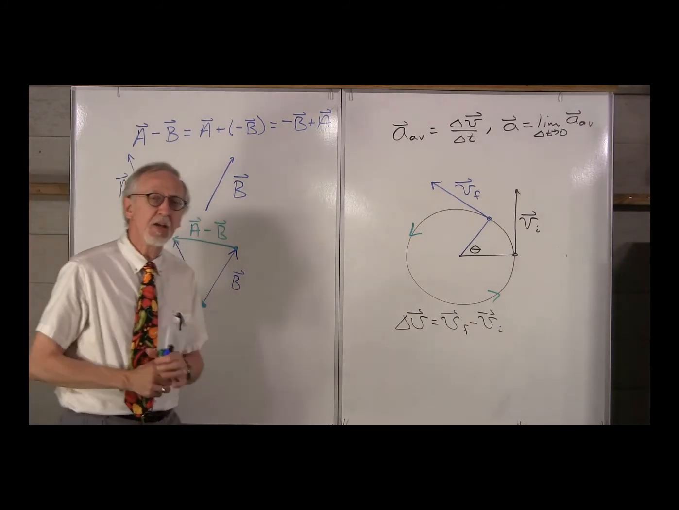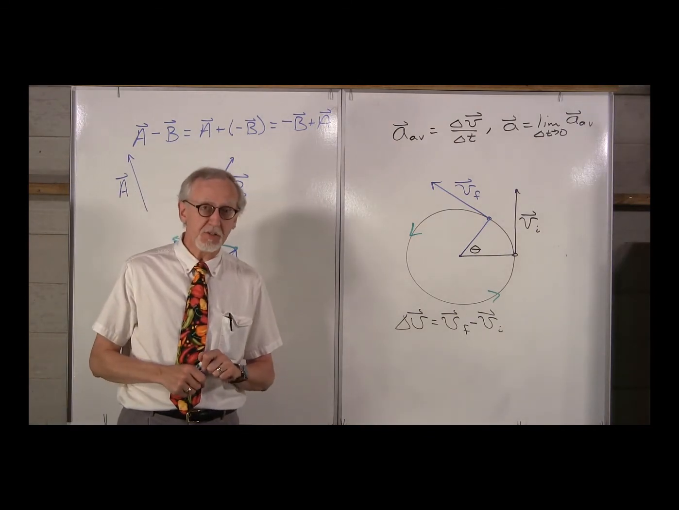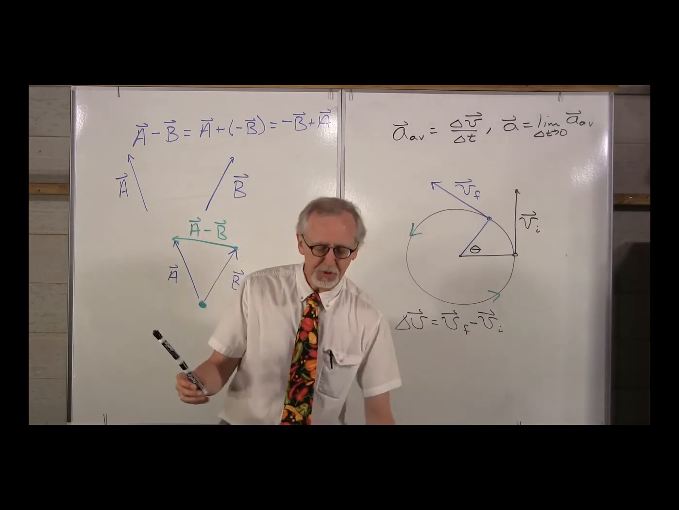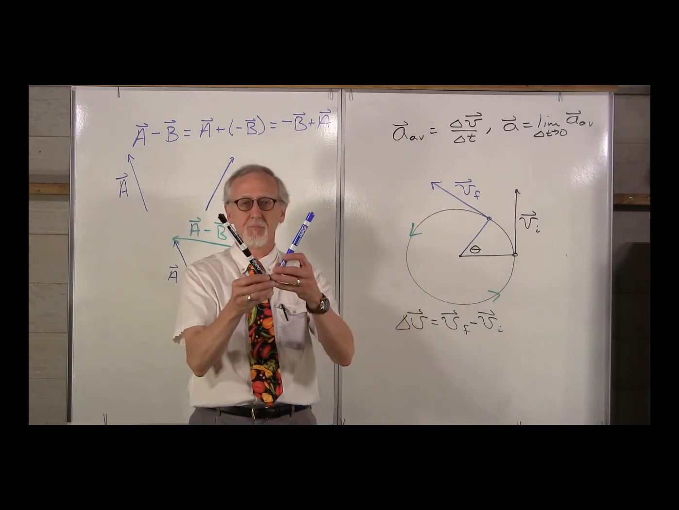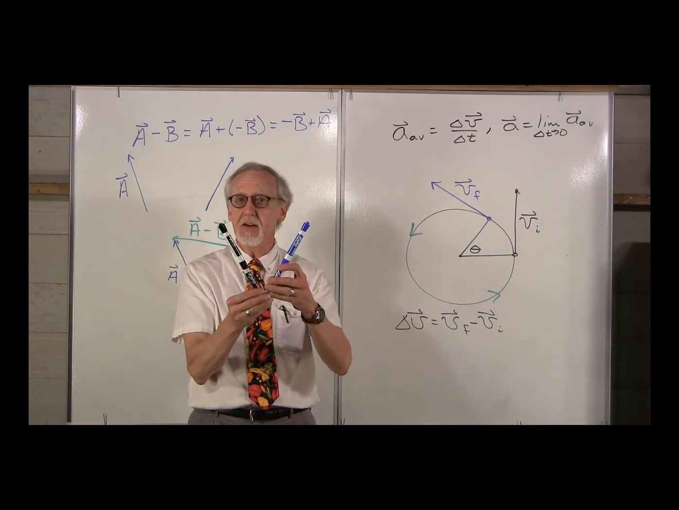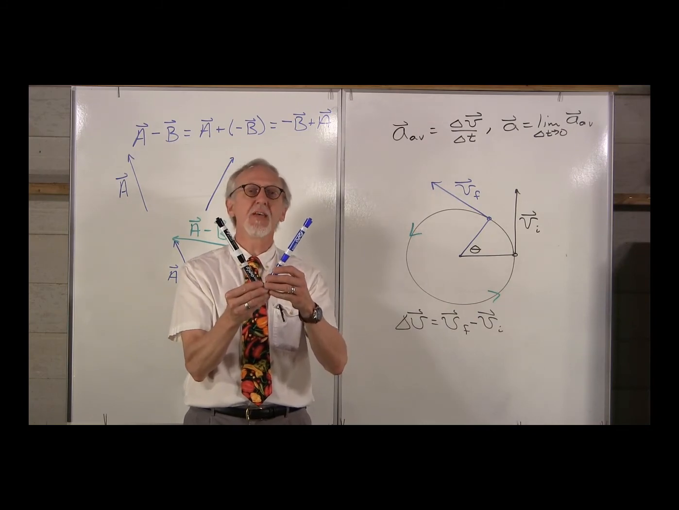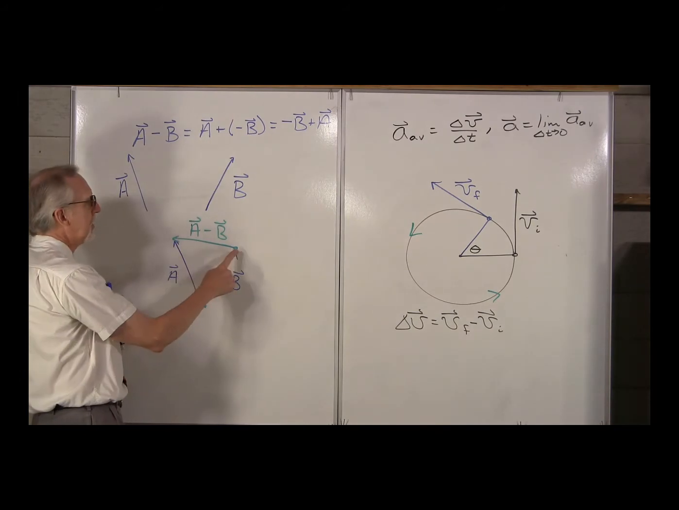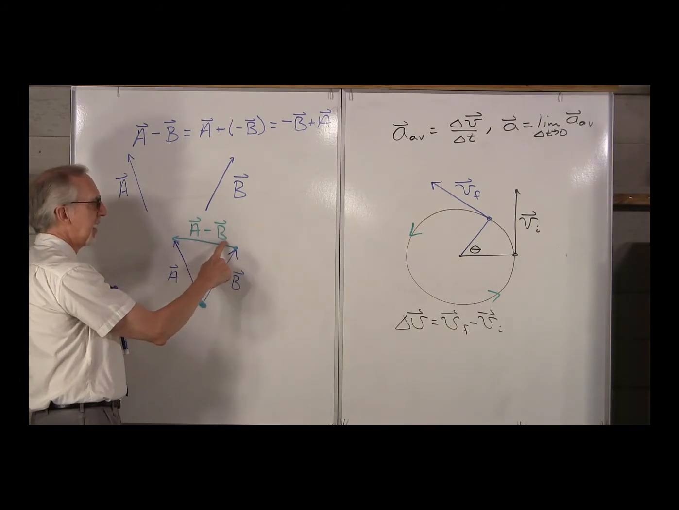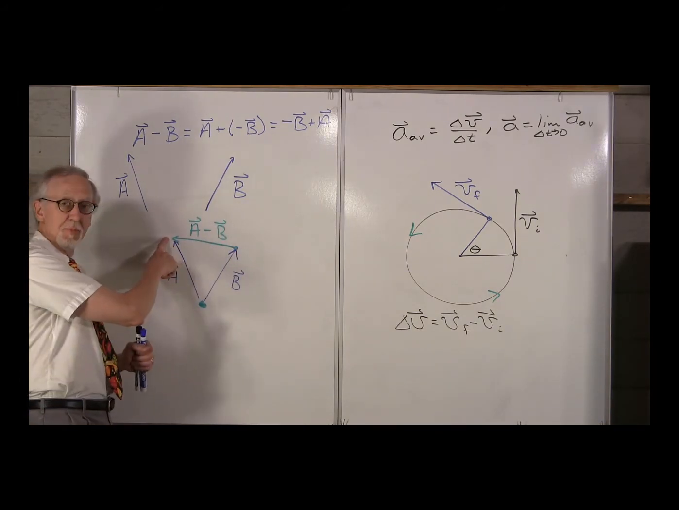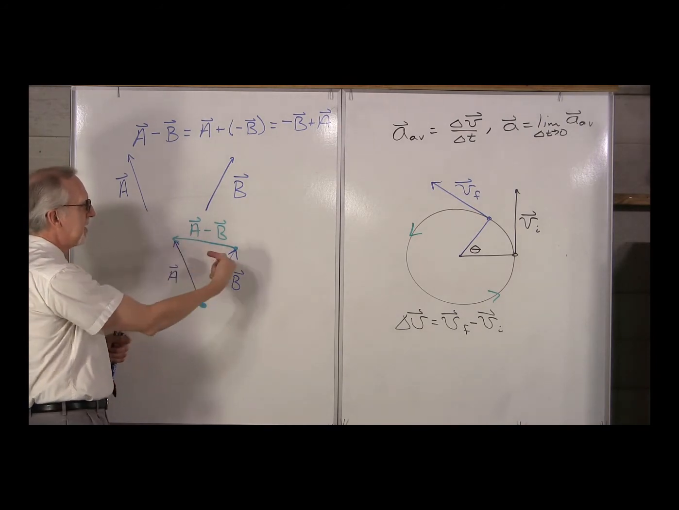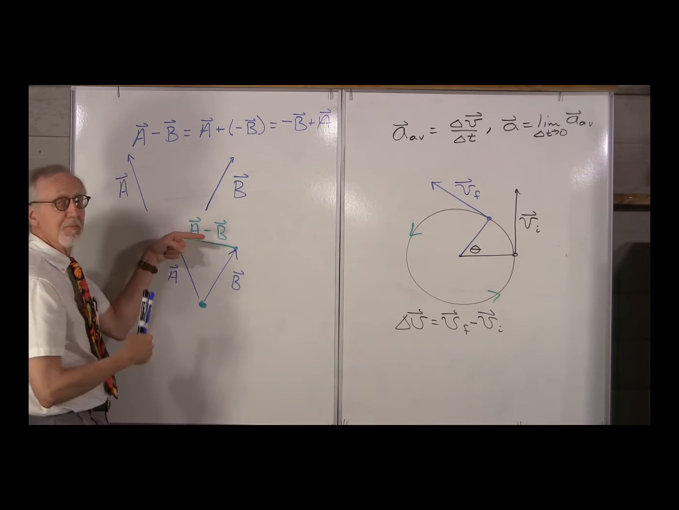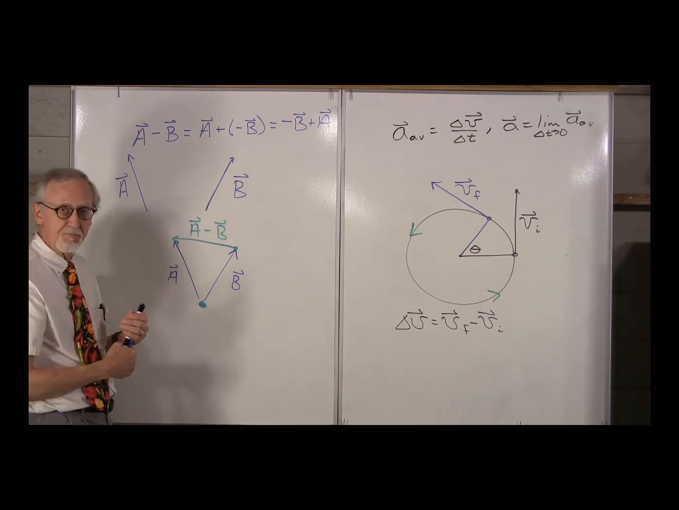Let's keep that in mind. When we want to subtract vectors, we take the vectors and we put them tail to tail. The difference then is a vector which goes from the tip of one to the tip of the other, and it goes from the tip of the negative vector to the tip of the positive vector. So A minus B would go this way, B minus A would go that way. Obviously the opposite direction. Very good.